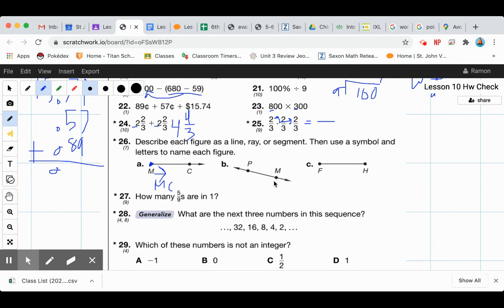For B, we have PM. That's a line. The order doesn't matter, but you have to make sure you put a line over the 2 letters. And then FH is a segment, but since it has the 2 endpoints, again, the order doesn't matter as long as you only have the segment line over FH.